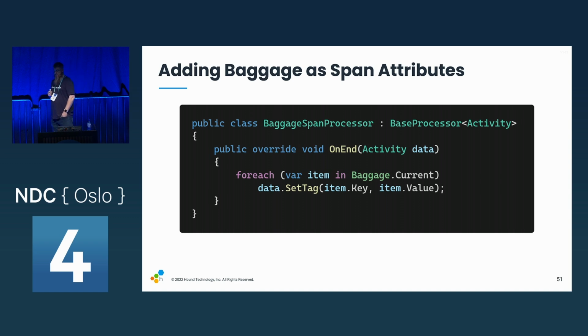What you can do, though, is write a processor. We just talked about processors. So at the end of every activity, we can say, go to Baggage.Current, iterate over every one of them, and just add them as attributes.